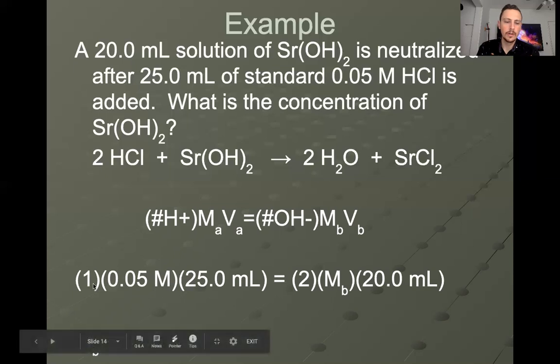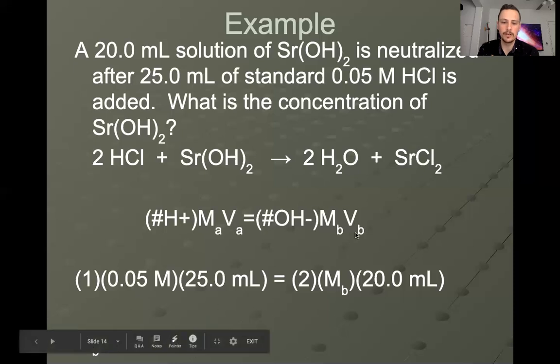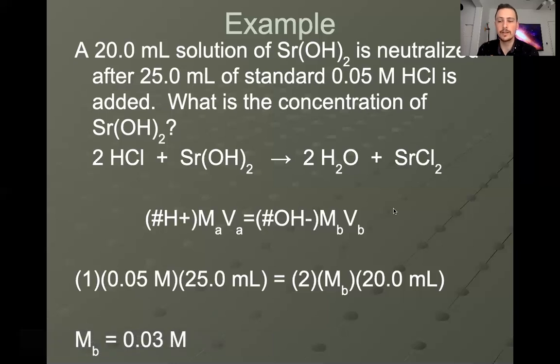So we do 1 times 0.05 times 25 milliliters equals 2 times the molarity of our base times 20 milliliters. To get Mb by itself, we can just divide both sides by 2 and 20 milliliters. Once we plug into our calculators, we end up getting an answer of 0.03 molar as the molarity of our base. So again, these calculations are just the same as what we've been doing the last couple days. However, we know how we get this data once we run our calculations.